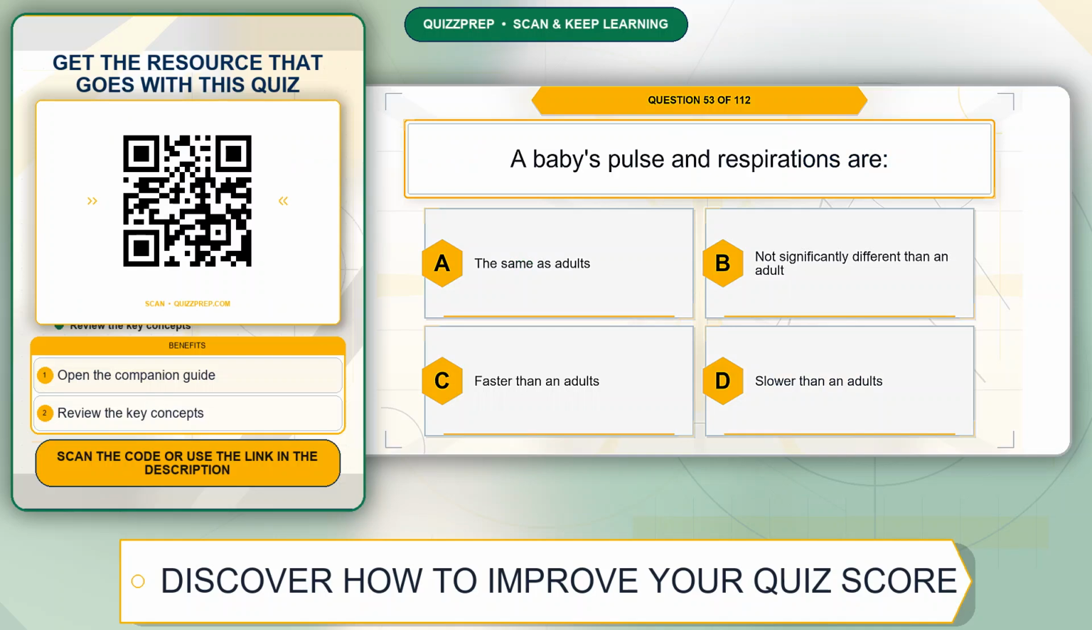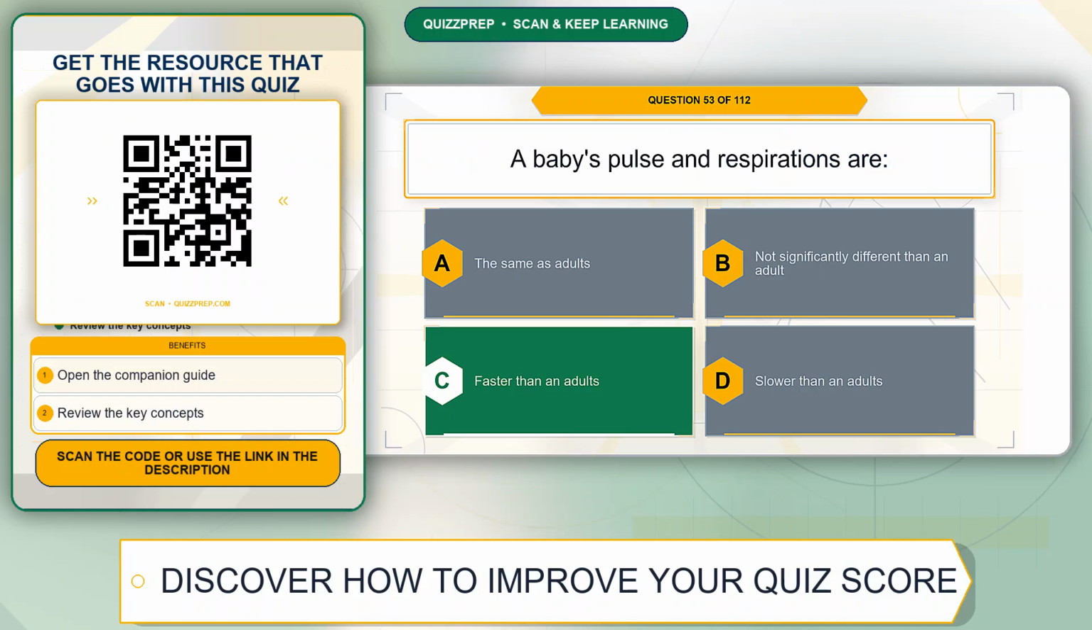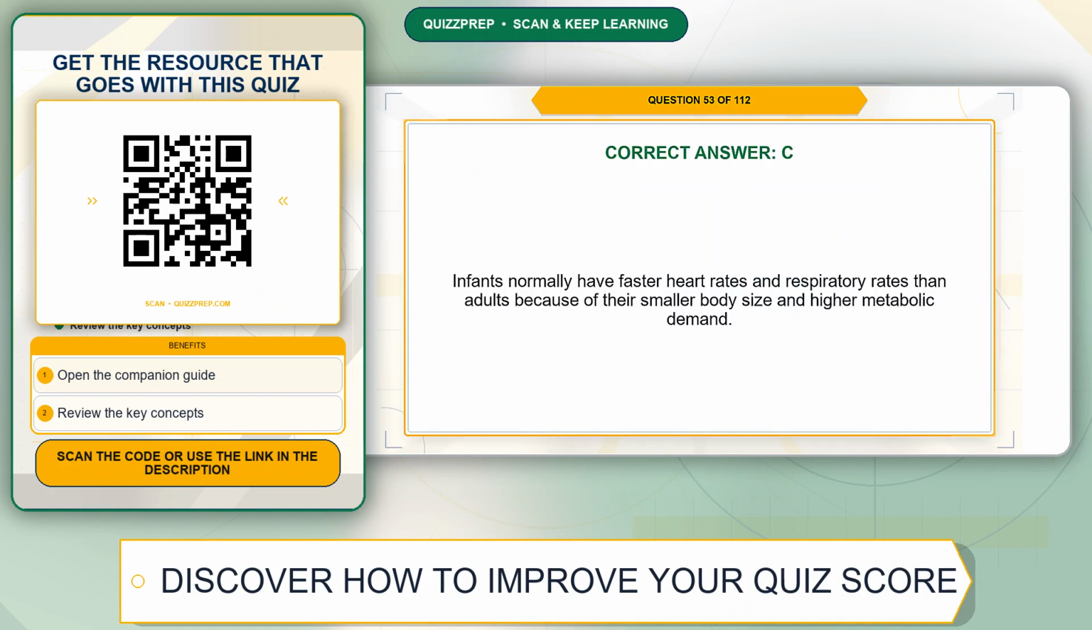Question 53. A baby's pulse and respirations are: Option A, the same as adults. Option B, not significantly different than an adult. Option C, faster than an adult's. Option D, slower than an adult's. The correct answer is option C, faster than an adult's. Explanation. Infants normally have faster heart rates and respiratory rates than adults because of their smaller body size and higher metabolic demand.